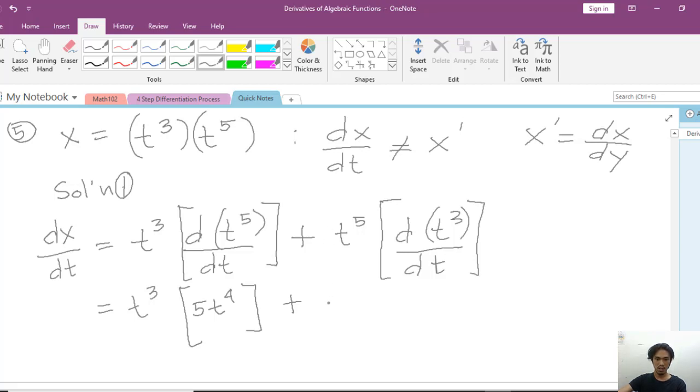Okay, so copy t raised to 5. This would be the derivative of t raised to 3 with respect to t. Bring down the exponent 3, copy the base t. The new exponent would be 3 minus 1 or 2, and multiply by the derivative of the base t with respect to t, which is simply 1. I'll just write 1 here so that we will not forget it.